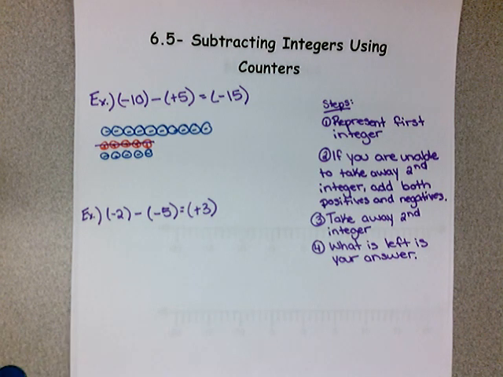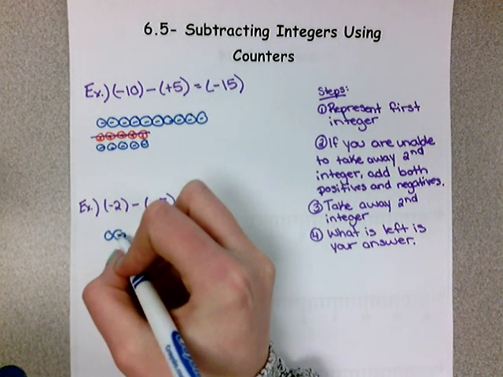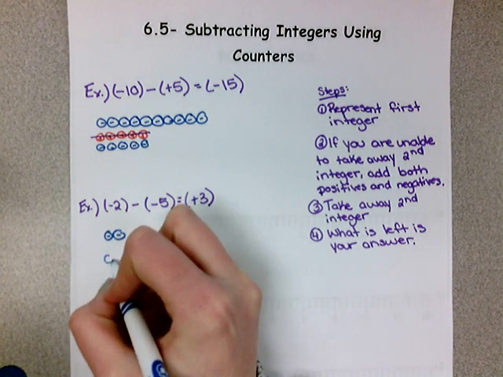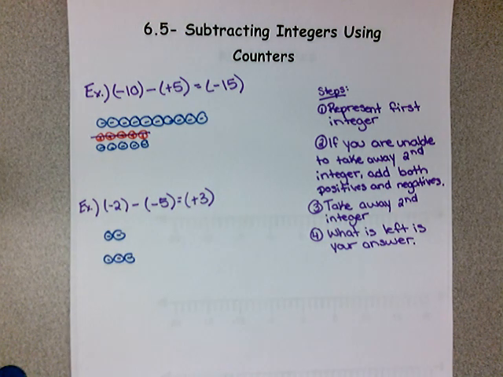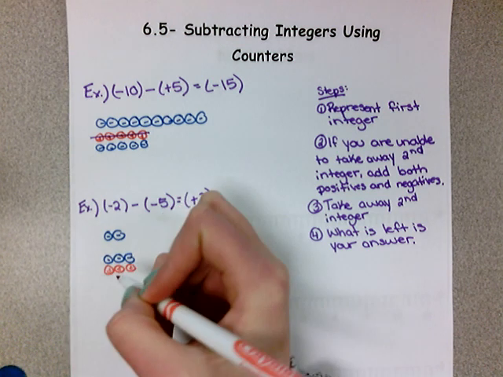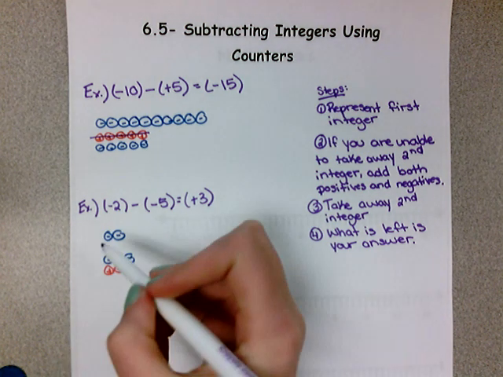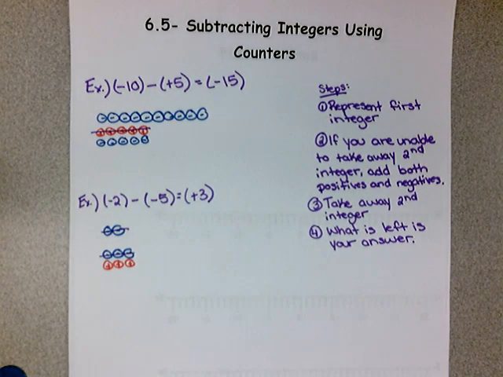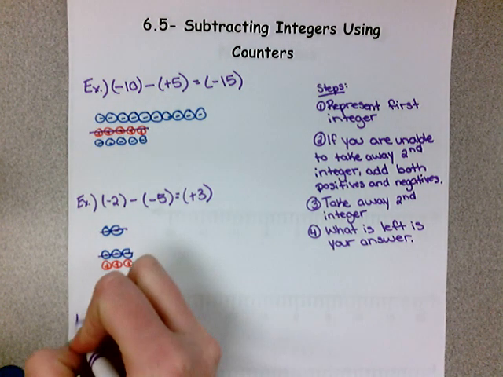So now let's draw this out and represent it. So we have 2 negatives. We had to add in 3 more negatives to make negative 5 for us to take away. And with that 3 negatives, we had to add in 3 positives. Then we can take away our negative 5, so cross those negative counters out, and we end up with positive 3.